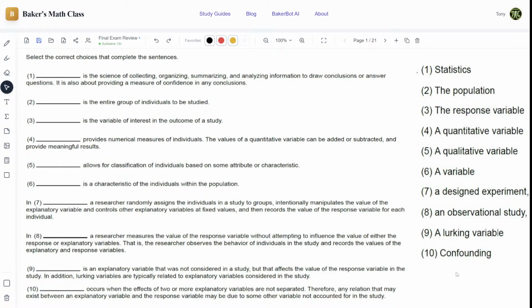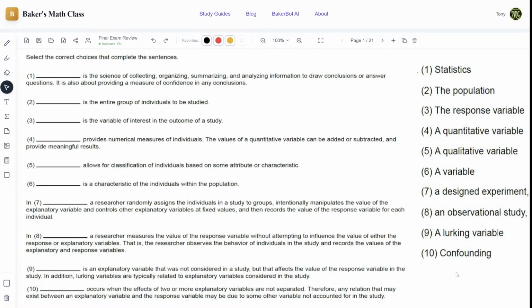I can do some calculations to it. Qualitative is classification of individuals on an attribute or characteristic. They do not have to be numbers. They can be anything. However, a number can be qualitative, like social security number, phone number, things like that. Variable is a characteristic of the individuals in the population.